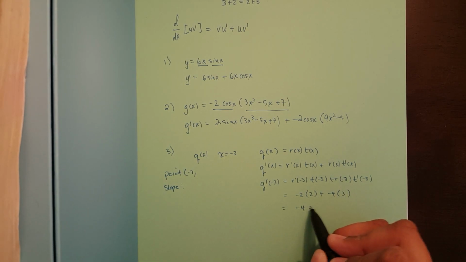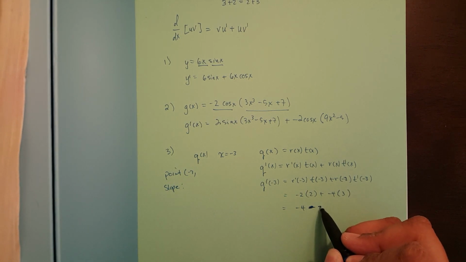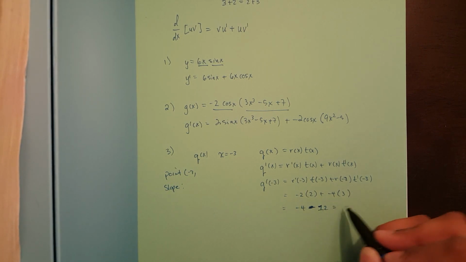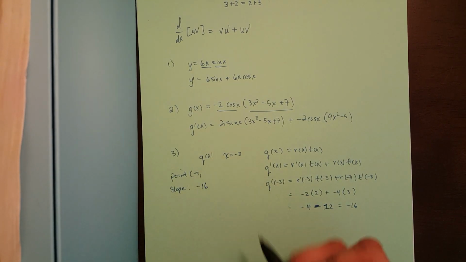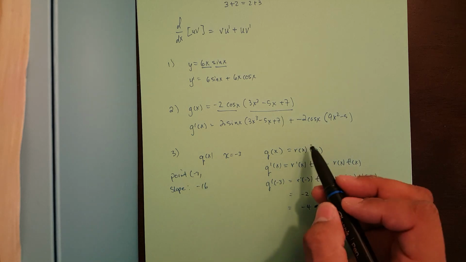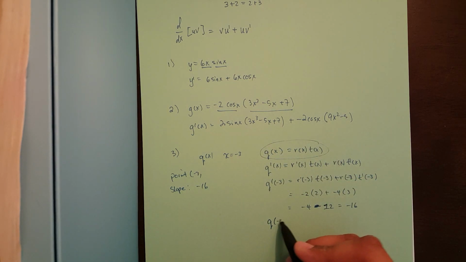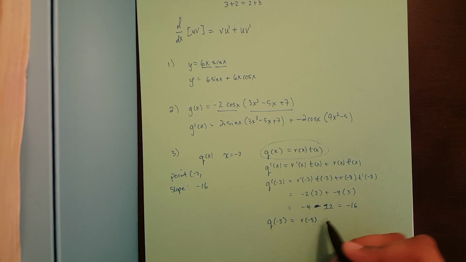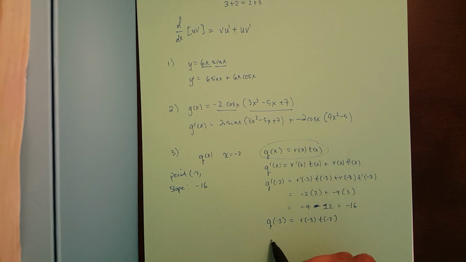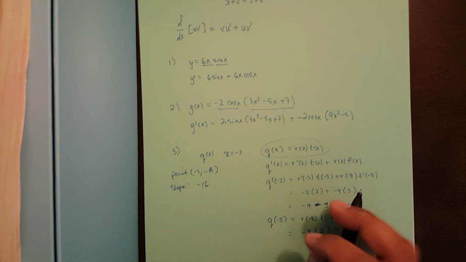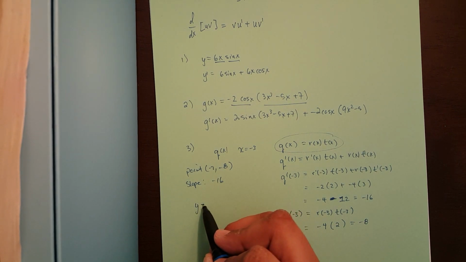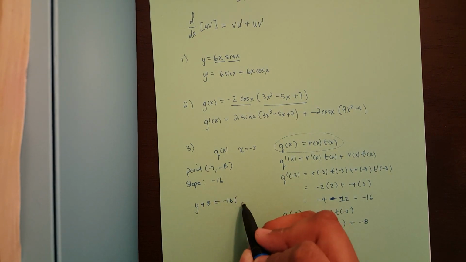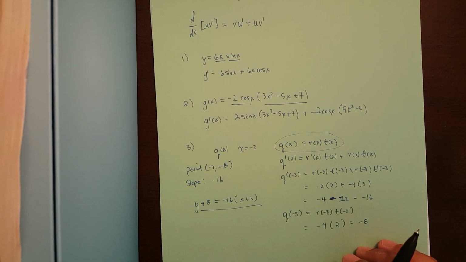So we just multiply these out. Sorry, that's a minus sign, minus 12, and that's a negative 16. So now we have the slope. Now to get our y value, we plug it back into the original. Okay, so q of negative 3 is equal to r of negative 3 times t of negative 3. So once again, r of negative 3 is negative 4, and t of negative 3 is 2, and we end up getting negative 8. Okay, so that's negative 8 here. So that means now we can find the equation of the line. So it's y plus 8 is equal to negative 16 times x plus 3. And that's the equation of the line.